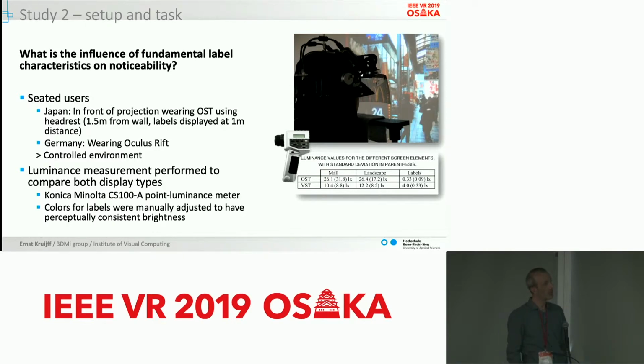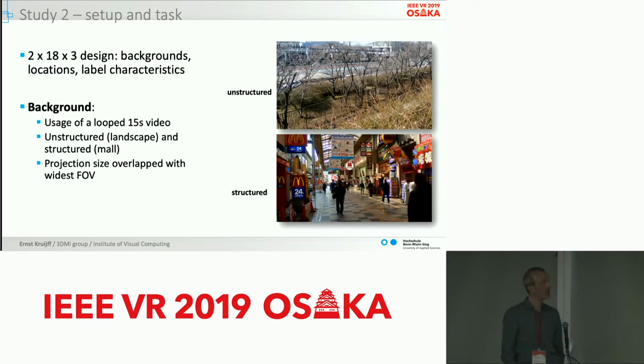What should also be said here is that based on the luminance measurement device, the video background was slightly brighter in the OST, where the labels were less bright, whereas the VST had a lower brightness of the video background, but a slightly higher brightness of the labels themselves. So there are some slight variations here. So what did we change here? Well, we had the video backgrounds. I hope the top one is also playing.